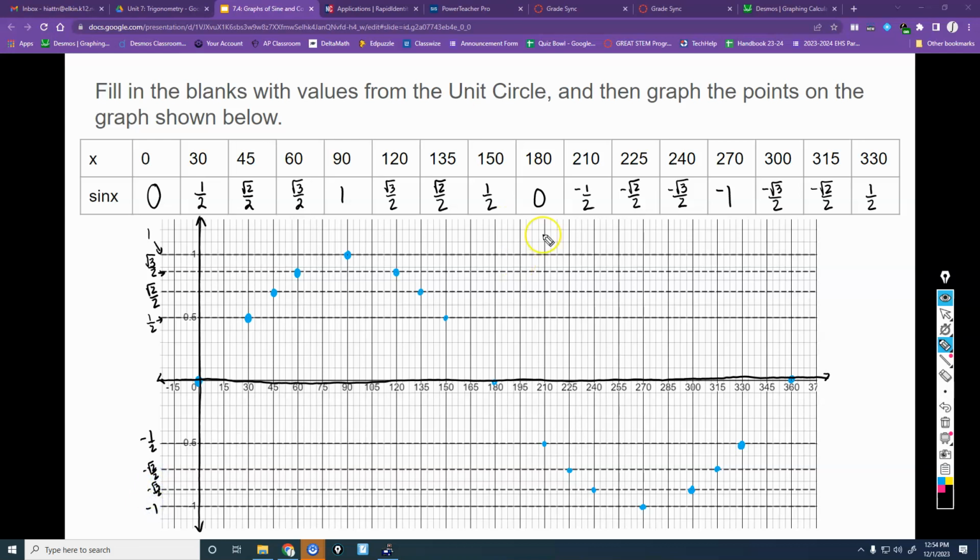So when you get past 180 right here, you're going to start graphing 210. You're going to go over to 210, and you got to go down to negative 1/2 right there. So if we draw in our line to trace this out, you should have a graph that looks like this.